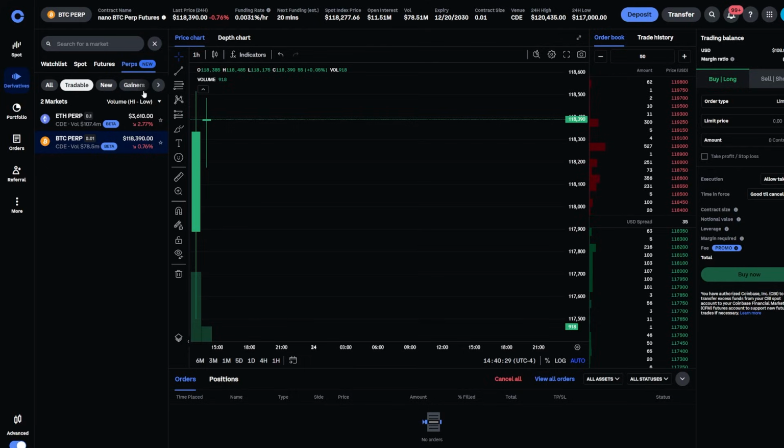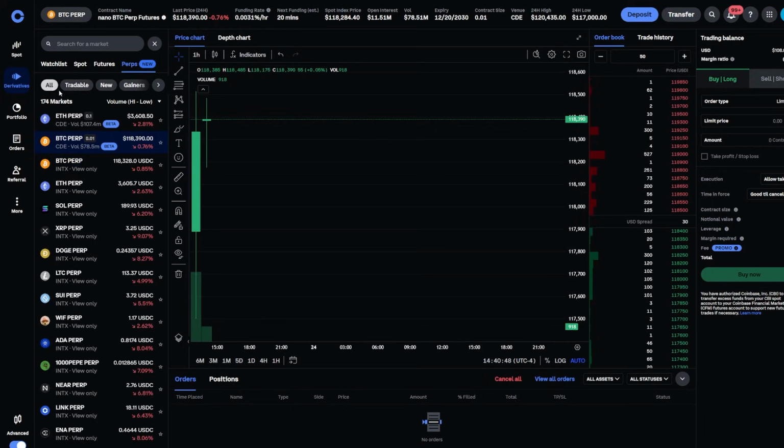So once we're on perpetuals, if you're in the United States, you're going to have a much more limited version of what you can see, right? So for instance, I can see that there is a Bitcoin perpetual contract, and I can see that there's an Ethereum perpetual contract. Now, if you're outside of the United States or somewhere else maybe, you can go to all, and you can see that there's a lot that are listed.